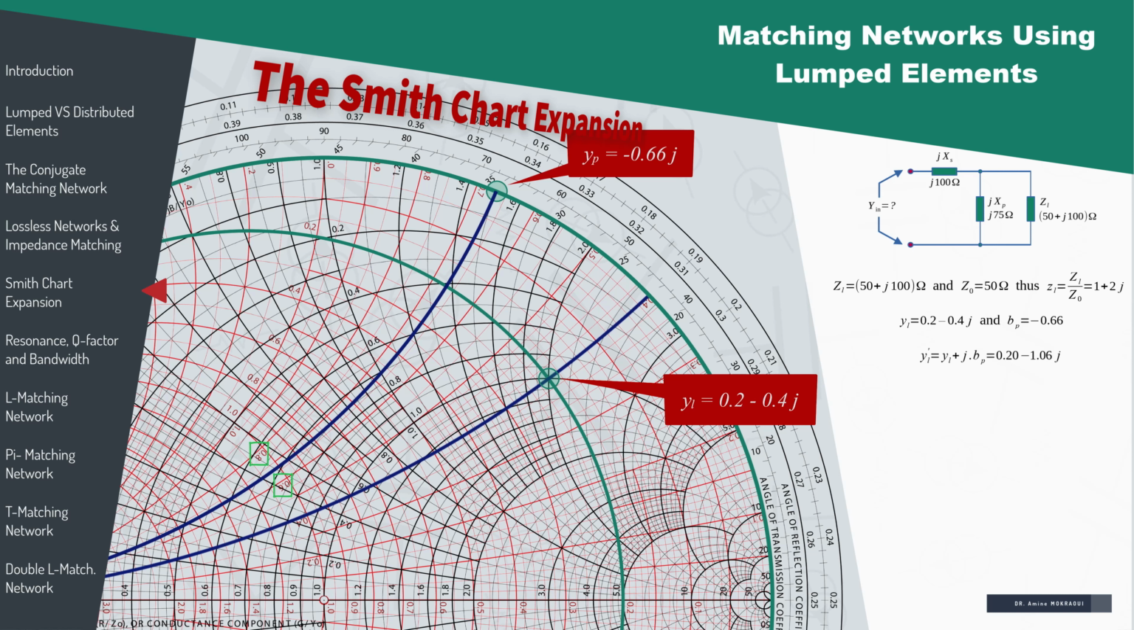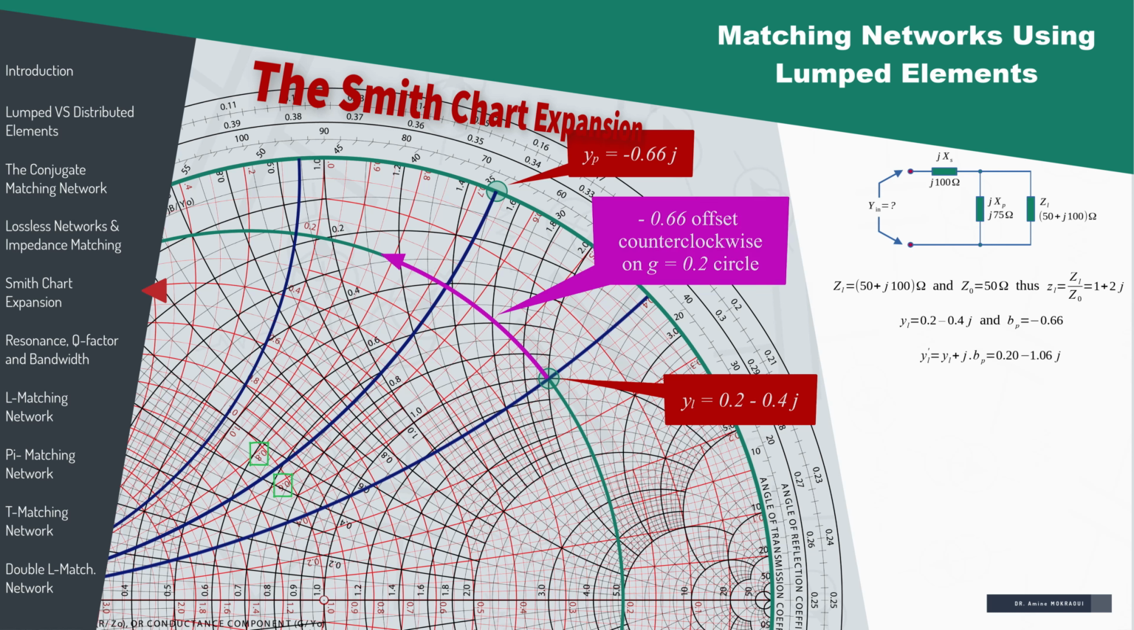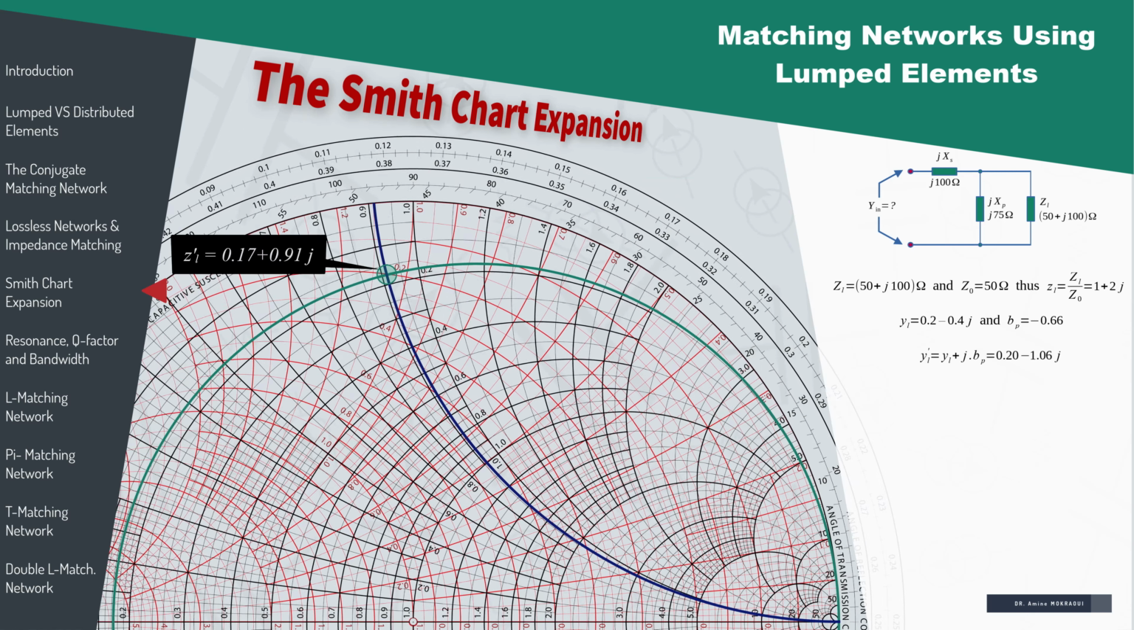Notice that y'(L) is obtained by moving yL by an amount of BP equals minus 0.66 in the counterclockwise direction on the GP equals 0.2 circle. Thus, we will remember that a shunt inductor will move the admittance in the counterclockwise direction, while a parallel capacitor will move the admittance in the clockwise direction. From the location of y'(L), we read straight the value of z'(L) on the black grid. We find z'(L) equals 0.17 plus 0.91j.